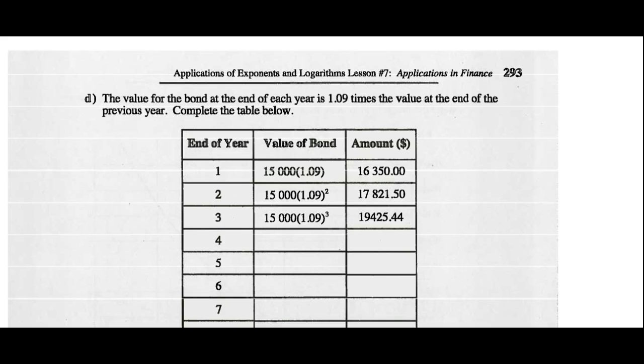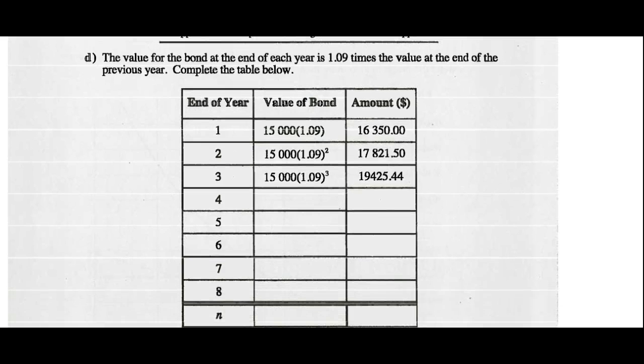So the value of the bond at the end of each year is 1.09 times the value at the end of the previous year. So we can see what's happening. 15,000 times 1.09 to the fourth, and 15,000 times 1.09 to the fifth, and we continue that pattern until we get 15,000 times 1.09 to the exponent n.